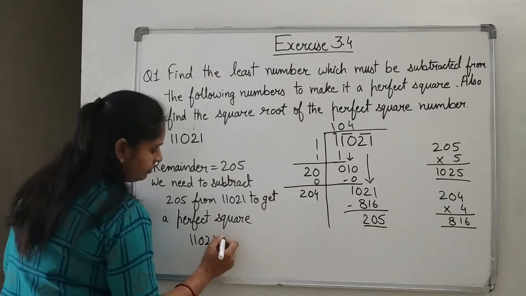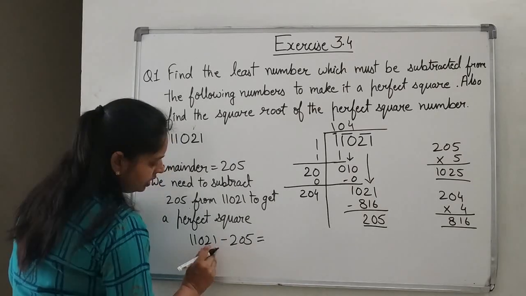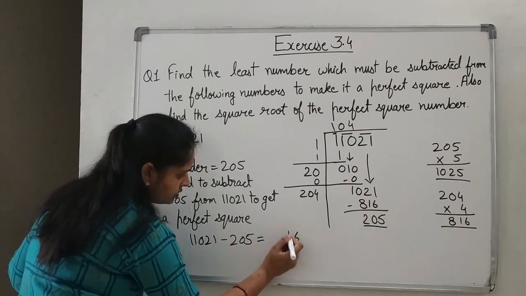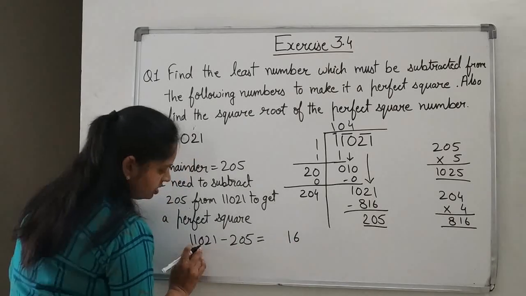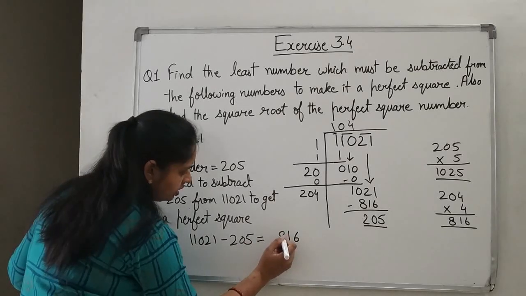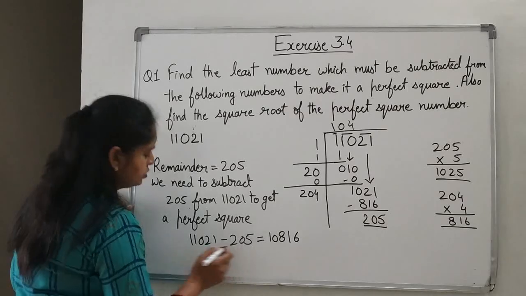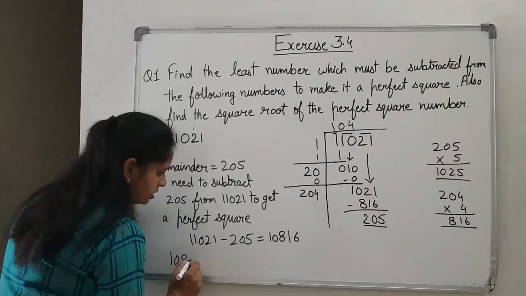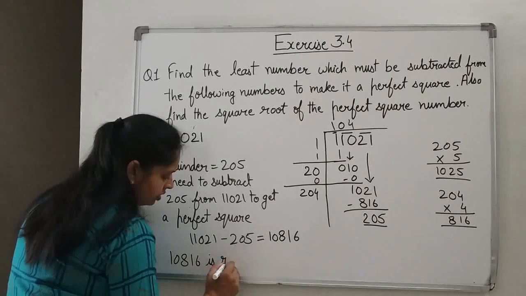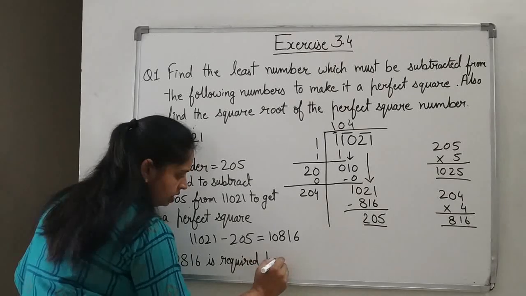11021 minus 205. What square number are we getting? 11 minus 5 is 6. 1 minus 0 is 1. And what is there? 0. 10 minus 2 is 8 and 1. 10816 is the perfect square number. 10816 is the required perfect square.